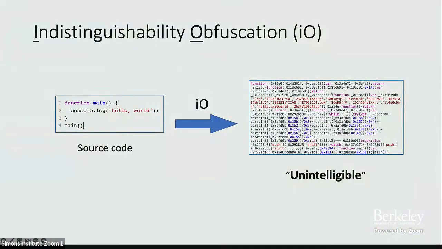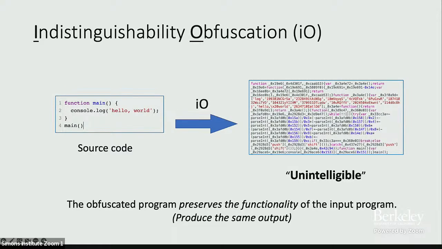Indistinguishability obfuscation is an algorithm that takes the source code of some program as input and outputs an obfuscated program that looks unintelligible. We also want the obfuscated program to preserve the functionality of the input program. That means for every input to the obfuscated program, it should produce the same output as the original program.